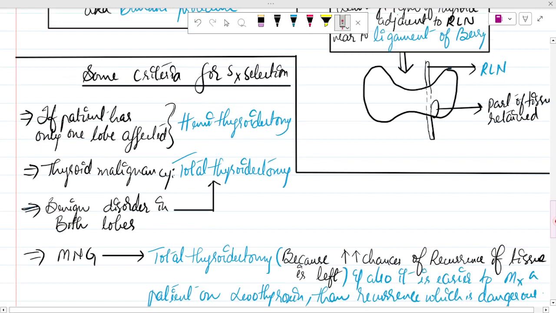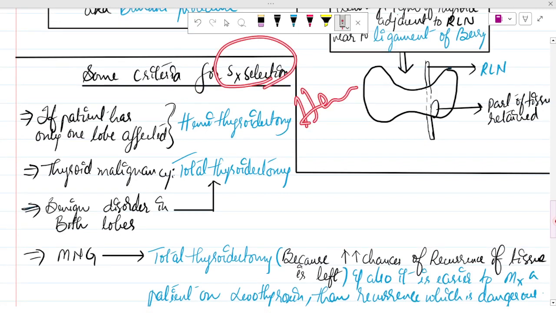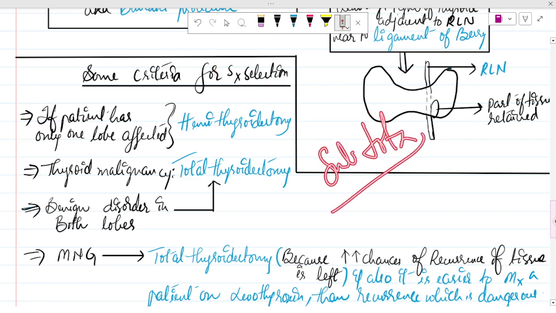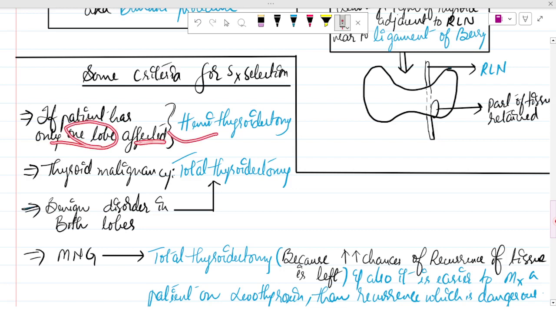Now coming to some of the criteria that you can remember for surgery selection, meaning whether you should go for hemithyroidectomy, total thyroidectomy, or subtotal thyroidectomy. What are the criteria to remember? For example, if only one lobe of the patient's thyroid is affected, you simply go for hemithyroidectomy.